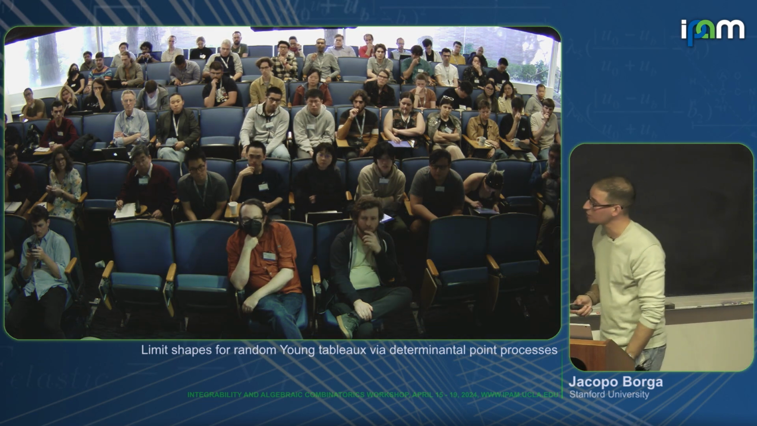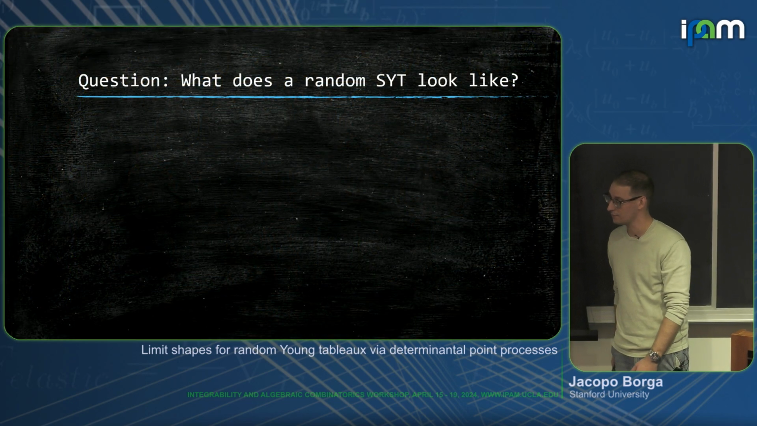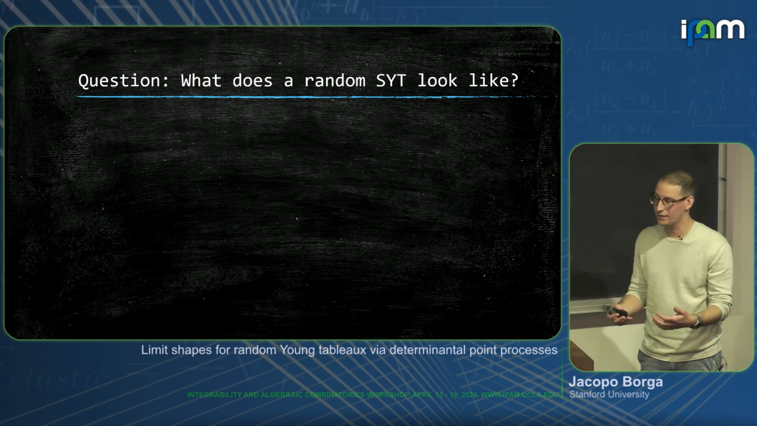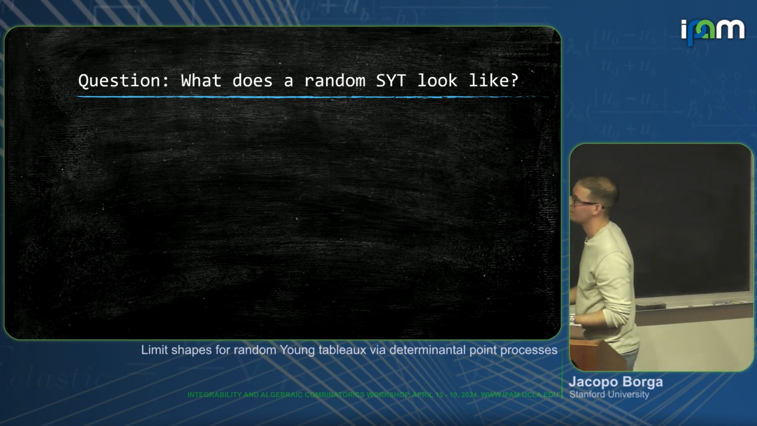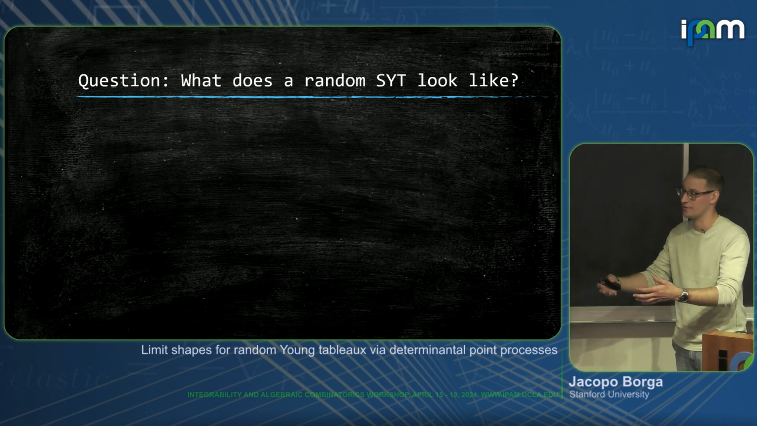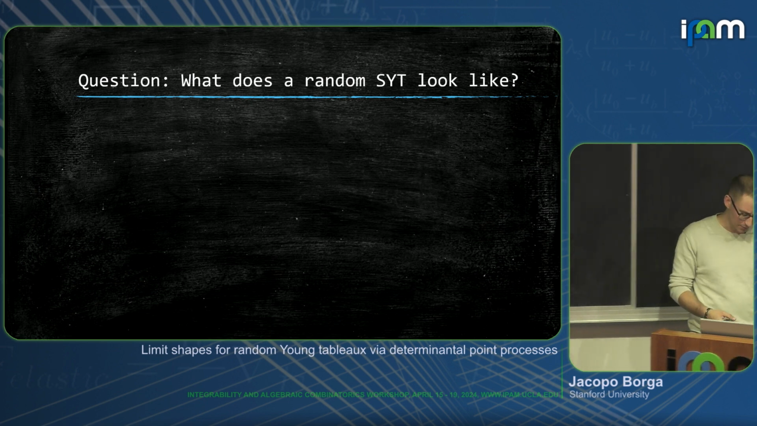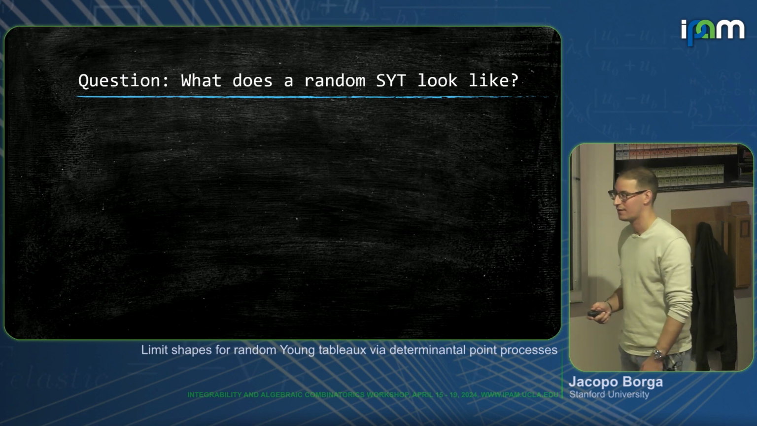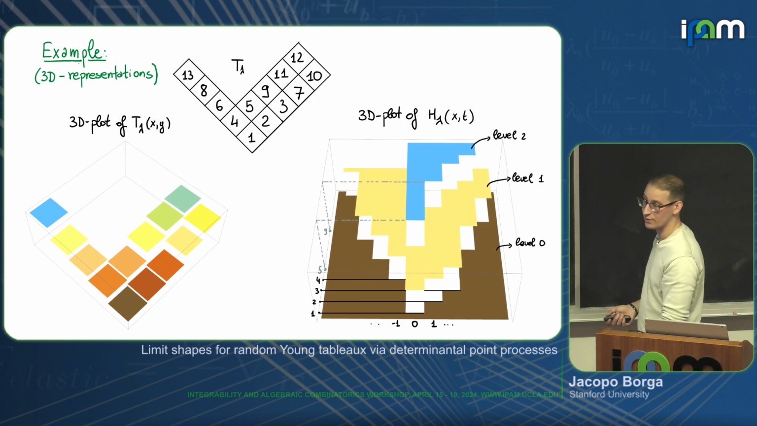What is the question that I want to study? If I give you a Young diagram, how does this height function look, and this random surface, when you pick one Young tableau uniformly at random? So I fix the shape, pick one uniformly at random, how does it look? I will make it more formal in a second, but I think more or less everyone understands what I mean. I want to describe this function when it is random and when the size is big in some sense.